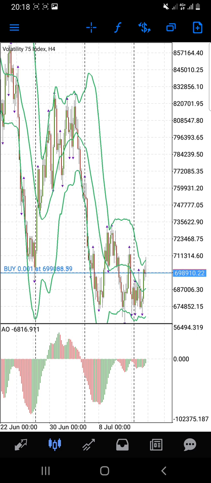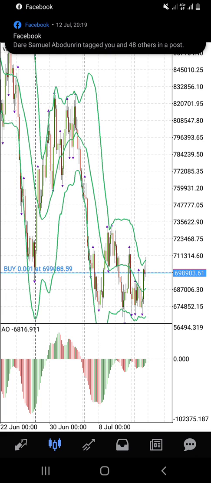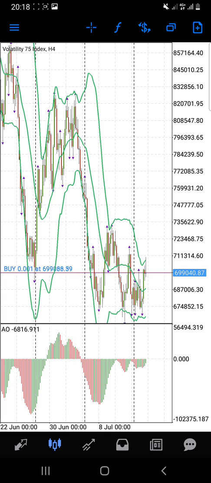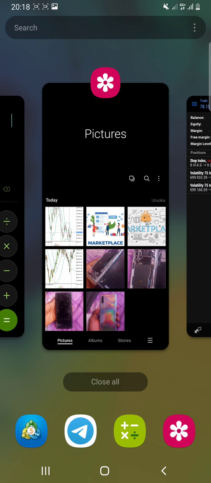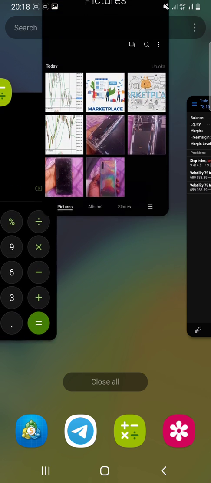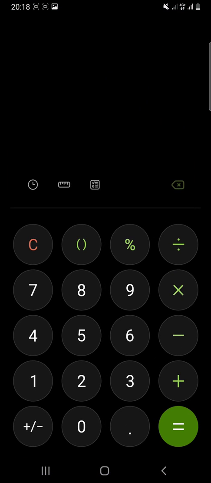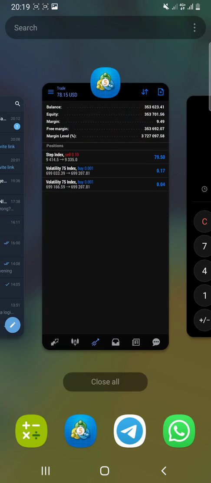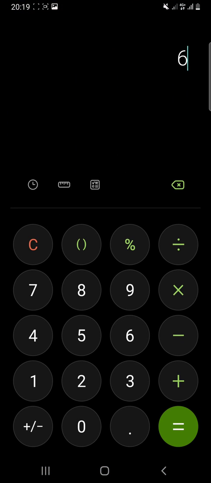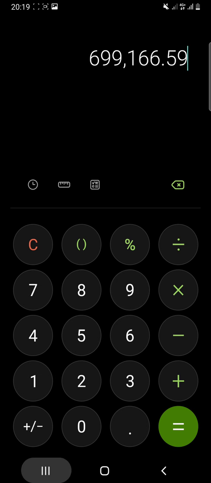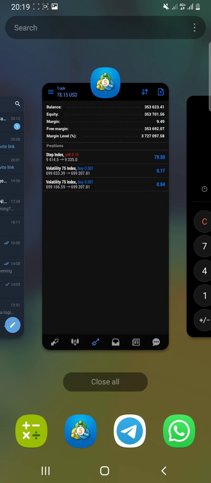699,166.59. Okay, let me say I want to make one of my TP 50 pips. So what do I do? I'm going to do it this way. I go to my calculator right here, and I put in 166.59, right? Okay, good.